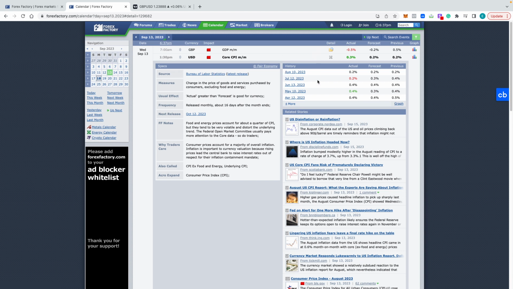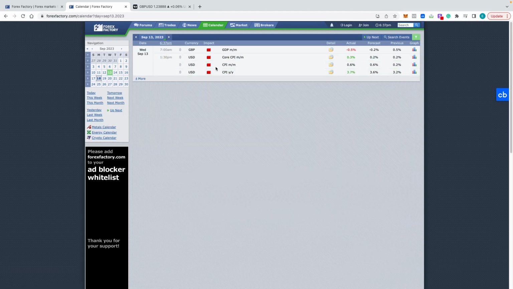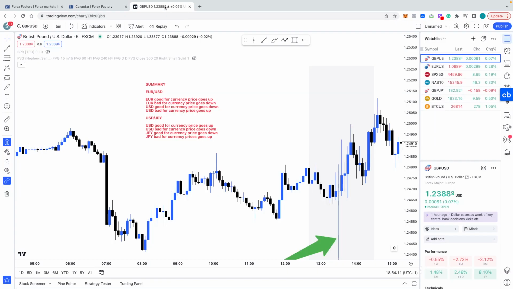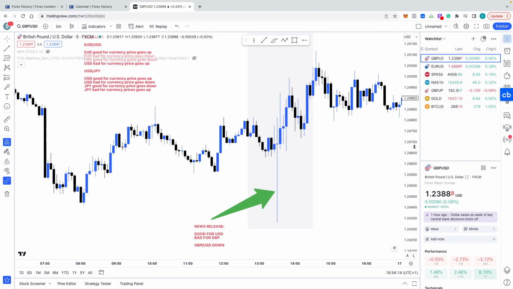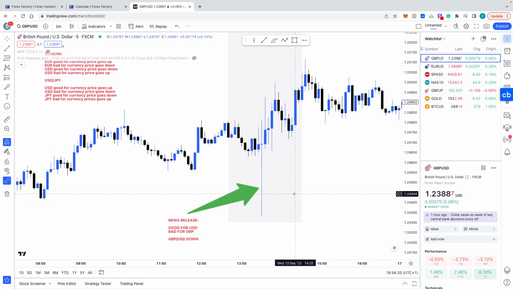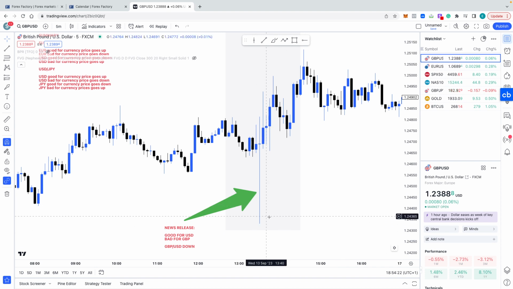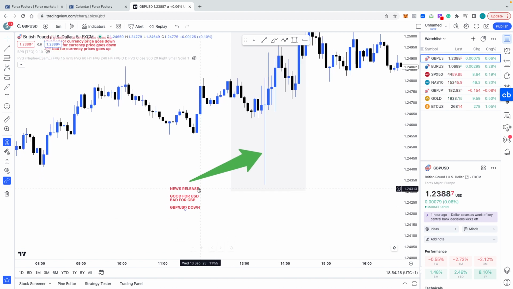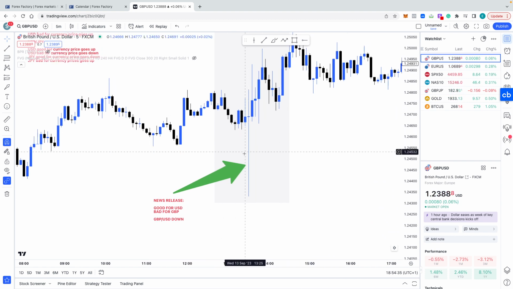And so we can see that on this day, Wednesday, the 13th of September, news events were good for USD. As a result, at 1:30 p.m., which is exactly when the news came out, there was a big, huge wick to the downside for the price action of GBP/USD. And we see it out here. So the news release was good for USD, which means it was bad for GBP/USD, and as a result, we had this huge wick down.